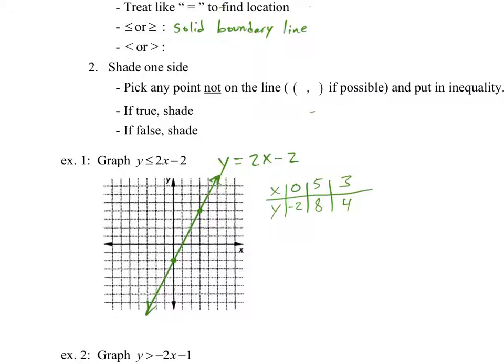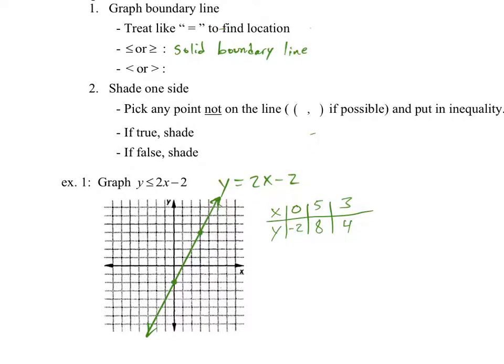If it hadn't been a or equal to, so going back up to step number 1, then what we do is instead of doing a solid line through there, we do a dashed boundary line. And we'll look at that in example 2. So dashed boundary line. So far, are you feeling pretty good about it so far?